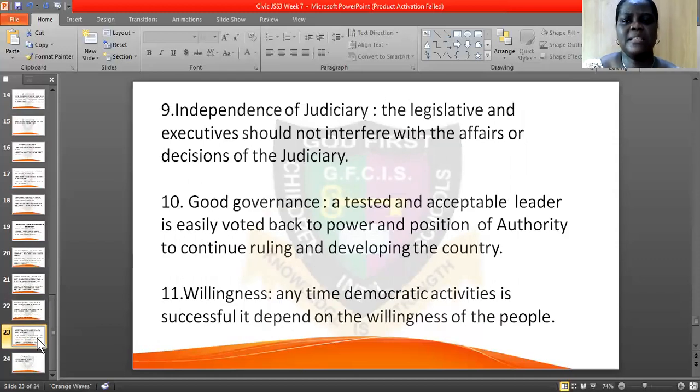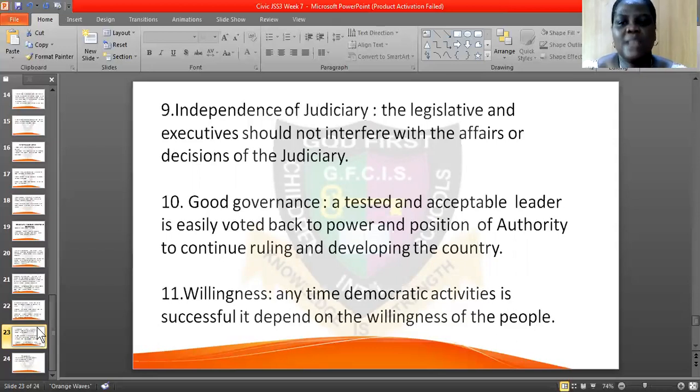We have another democratic process, which is independence of judiciary. Don't forget the arms of government include the legislative, the executive, and the judiciary. The executive could command the judge to rule in their favor. But the democratic process has to do with independence of judiciary, whereby rules or judgment is pronounced without the favoritism of the executive. So independence of judiciary is very, very key.